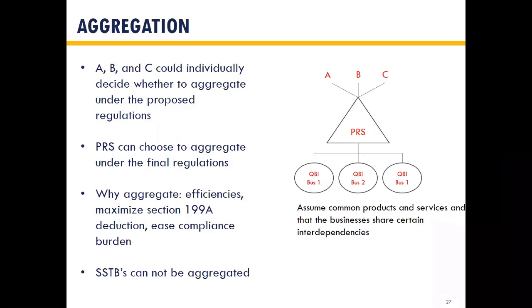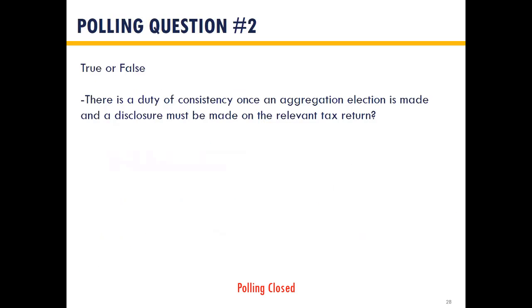But an important point, that last bullet point: specified service trades or businesses, again, those are lawyers or doctors. Non-qualifying businesses can't be aggregated, and that would also mean that non-ECI businesses could not be aggregated with ECI businesses. So that brings us to polling question 2.